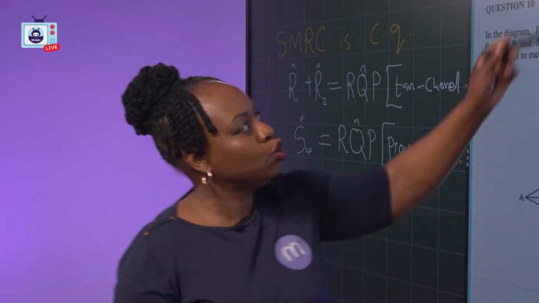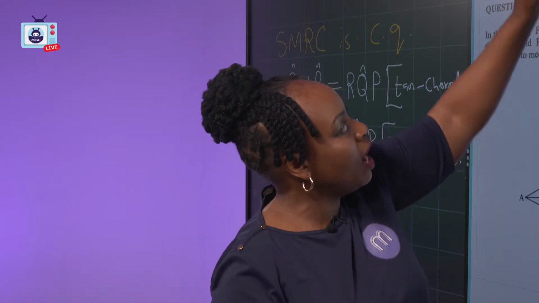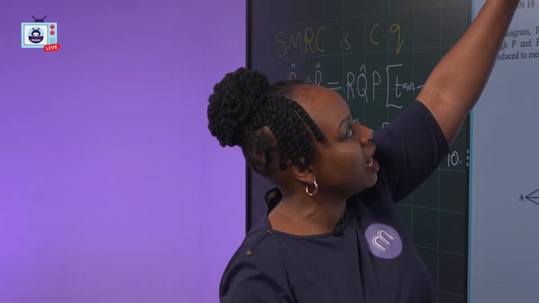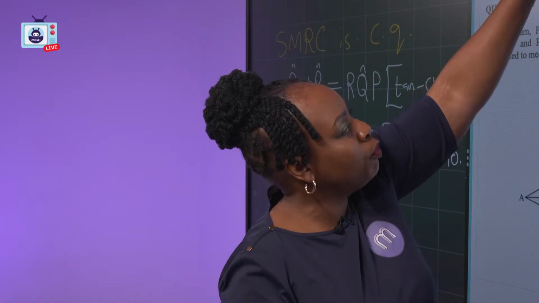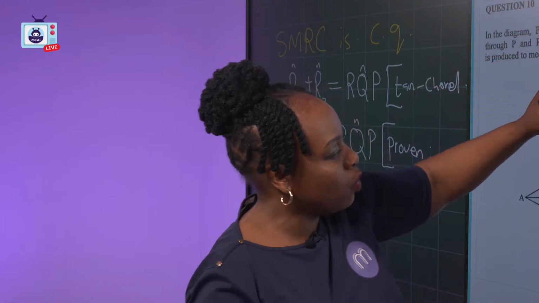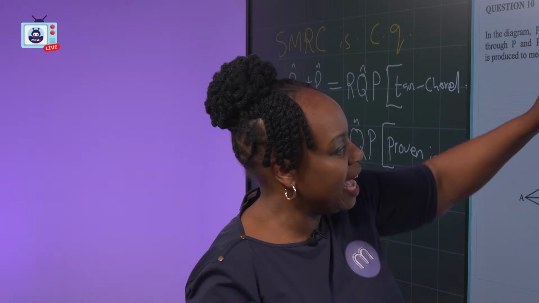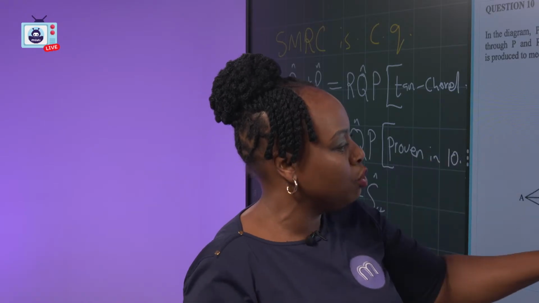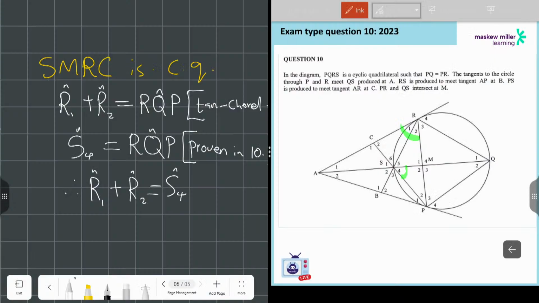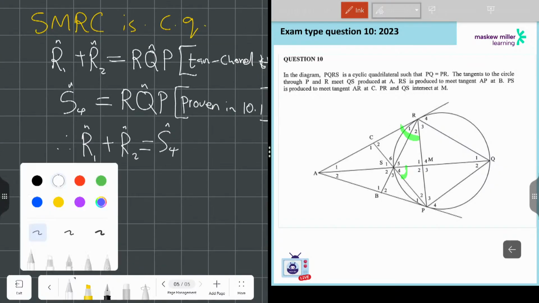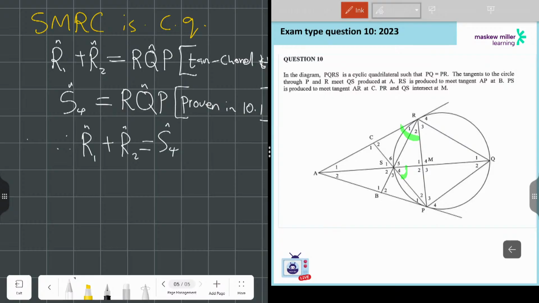So we managed to prove that the angles we are talking about here are equal. We have proved that the angle R1 and R2 is actually equal to the angle S4. Then we can conclude. Okay, so as we conclude, we're going to say, therefore, SMRC is a cyclic quad.